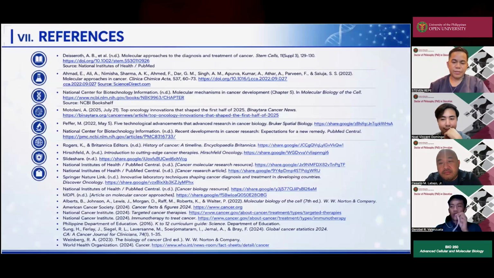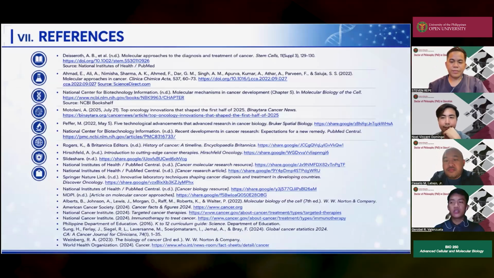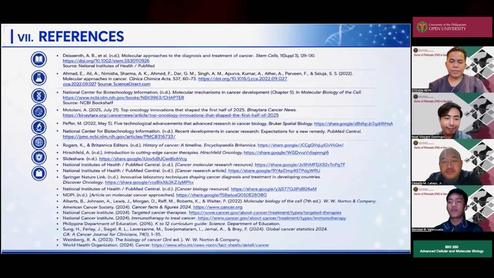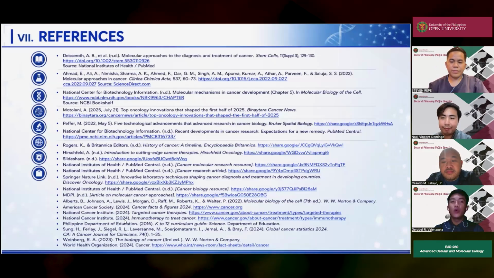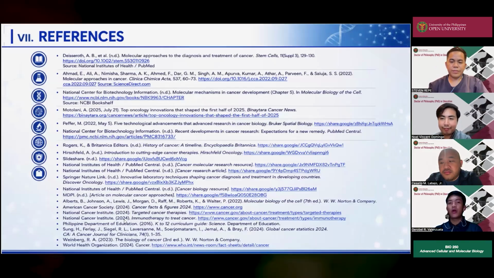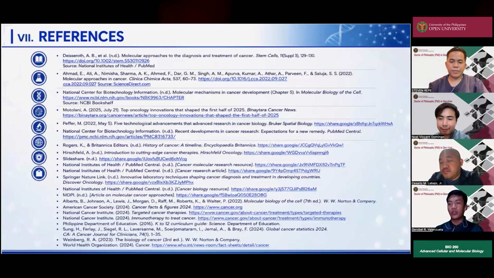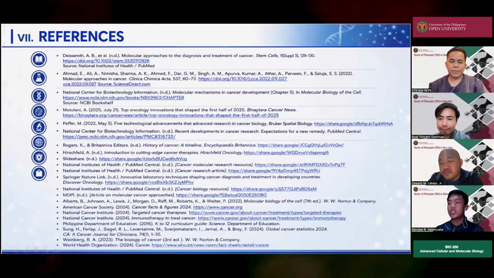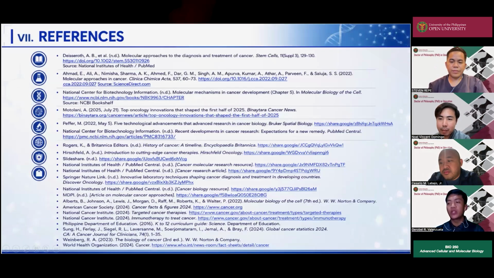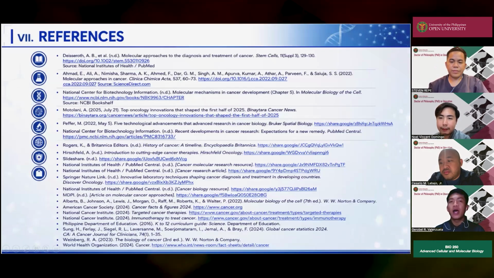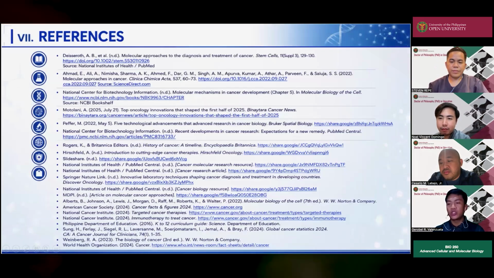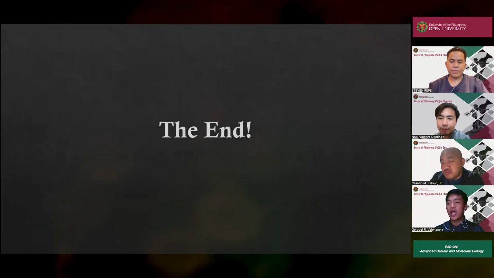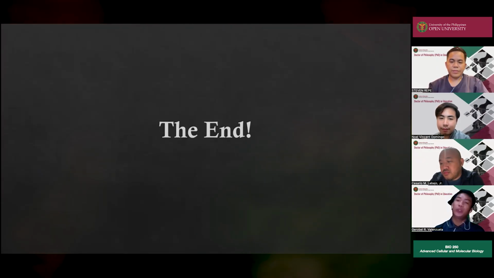So, that concludes our presentation on molecular approaches to cancer diagnosis and treatment. Through this topic, we learned that molecular biology plays a major role in understanding cancer, detecting it earlier, choosing personalized treatment, and monitoring disease progression. At the same time, these technologies must be used responsibly, ethically, and with attention to equal access.